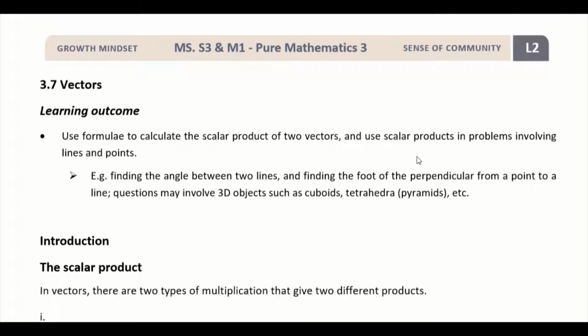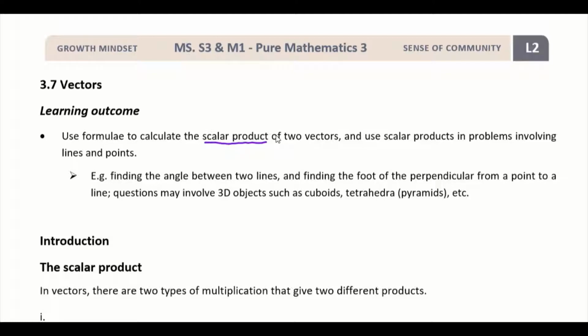In short, I just want you to remember the keyword here, which is scalar product. The main focus of the lesson is to expose you to the definition of scalar product and the two formulas that you use to calculate it. For the application part, we'll see more questions when we discuss more content in future. For today's session, you are just going to know what is meant by scalar product.